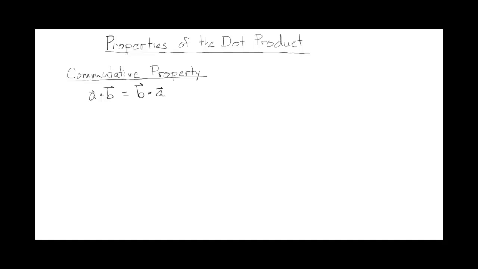Okay, in this video we're going to look at some properties of the dot product, which will make using the dot product a little bit easier when we're working with algebraic equations and things like that. So the first property we're going to look at is what we call the commutative property. You can think of the commutative property as basically meaning order doesn't matter.